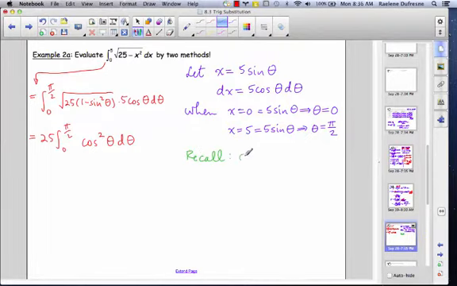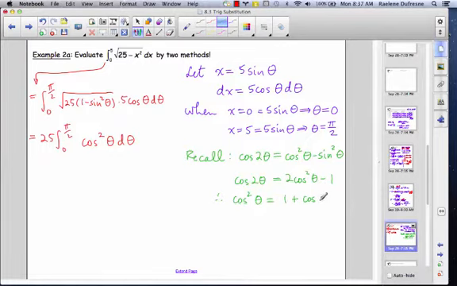Now, recalling our trig identities, we can recall that cosine 2 theta is equal to cosine squared theta minus sine squared theta. And using the Pythagorean identity, we can express this as 2 cosine squared theta minus 1. So we can solve for cosine squared theta as 1 plus cosine 2 theta, all divided by 2.